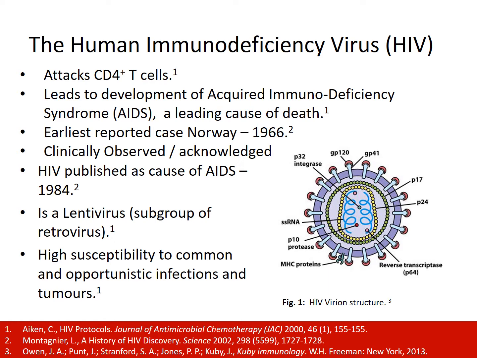In its structure, we can see an outer envelope and an RNA at its core, with its very own reverse transcriptase enzyme. HIV was published as the cause of AIDS in 1984. The disease is a lentivirus, a subgroup of retroviruses. I will discuss these groups further when I go over the virus's life cycle. Patients with AIDS have heightened susceptibility to both common and opportunistic infections, as well as tumors.